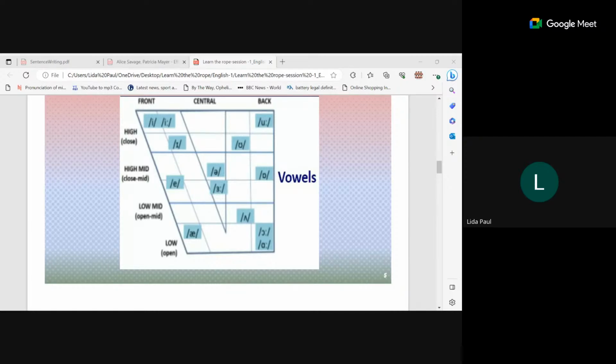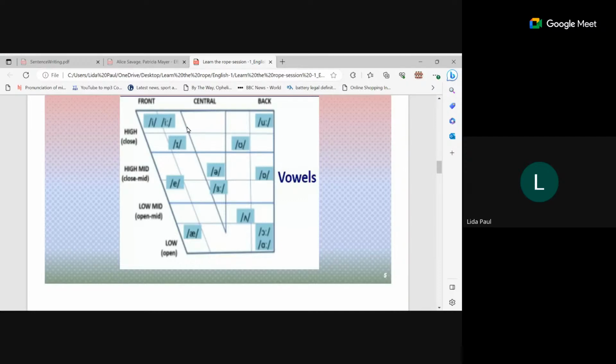Okay. So this was the first part that we discussed. E and E, they are high front vowels. Now, high front, what does it mean? Both of these are related to the position of your tongue.